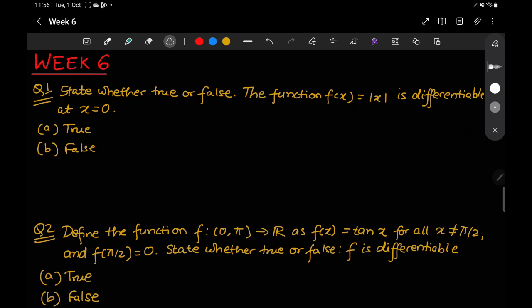Okay, so let's get started. The first question, it's a true false type question. State whether true or false: the function f(x) equals mod x is differentiable at x equals 0. True or false? So I will launch the true false type poll for all of you, and please select the correct option in the poll.